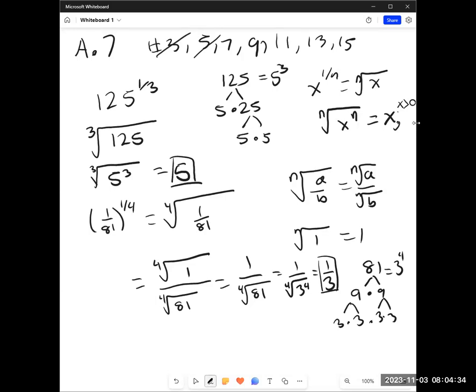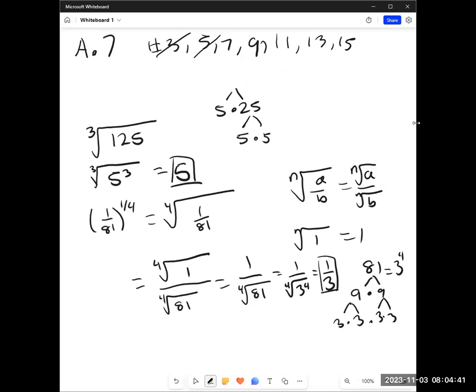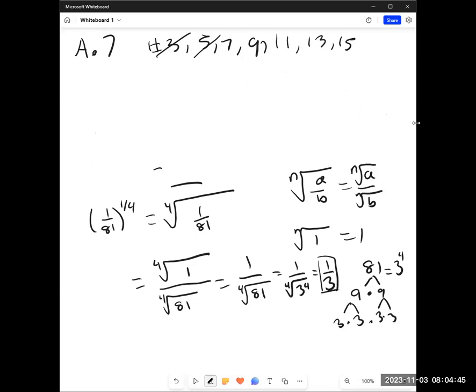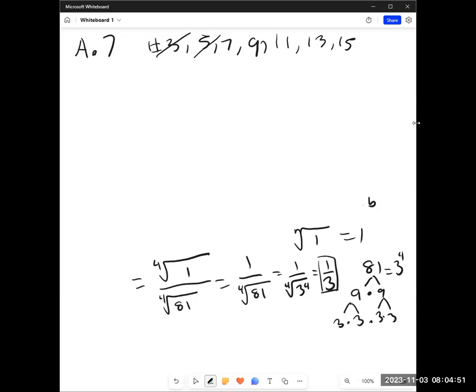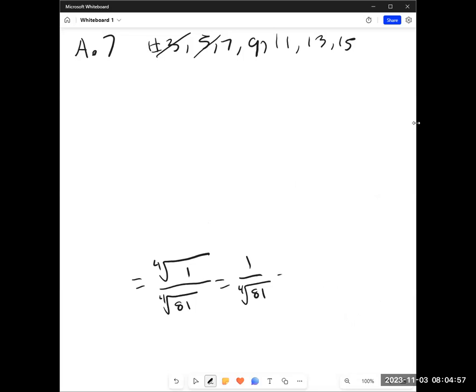Go ahead and erase some of these notes here. The main point of this section is to show you that roots are just fractional exponents, or what we call rational exponents.